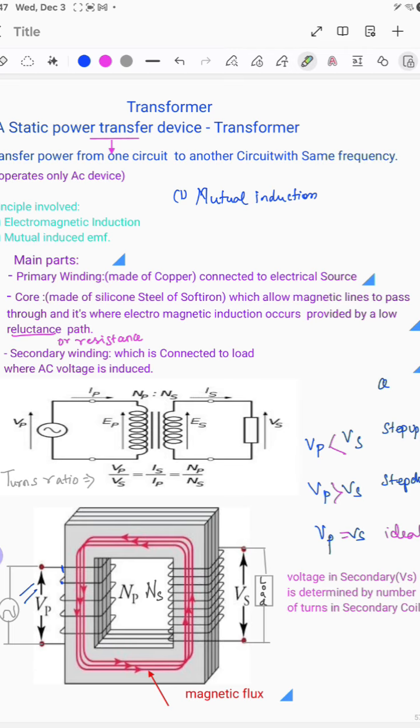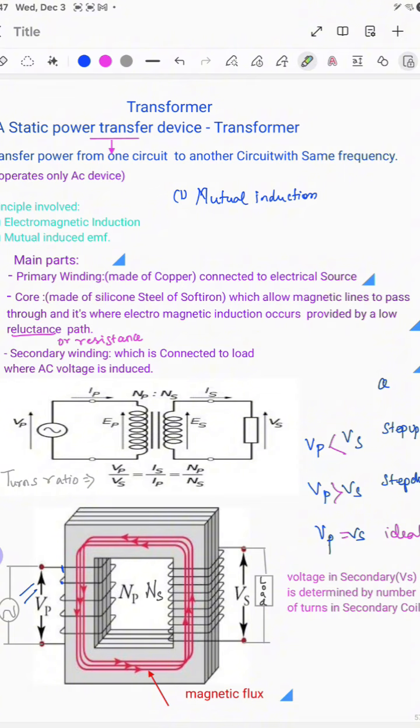One more thing you have to remember: if the number of turns in the primary is higher than in the secondary, then it is a step down transformer. If the number of turns in the secondary is higher compared to the primary, then it is a step up transformer. Sometimes both the turns will be equal, so it is known as an ideal transformer, right? So this is the formula applied for finding the voltage as well as the number of turns in the coil.